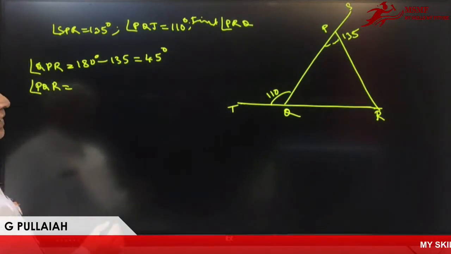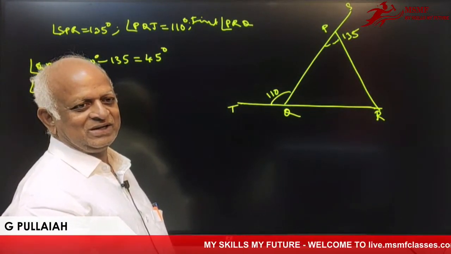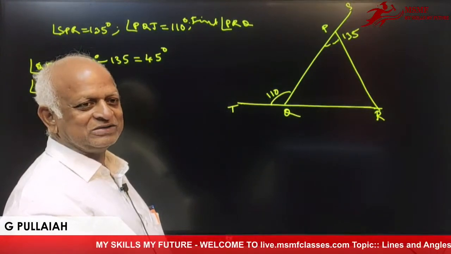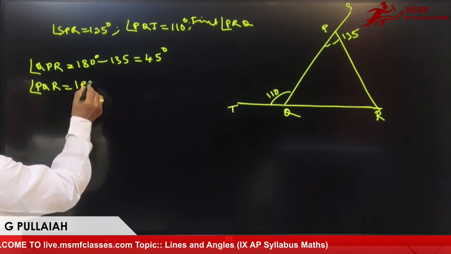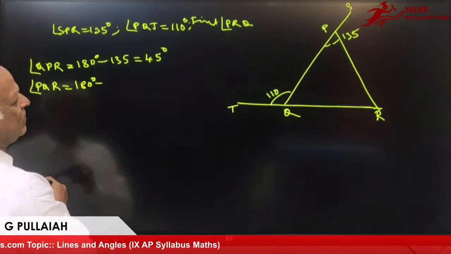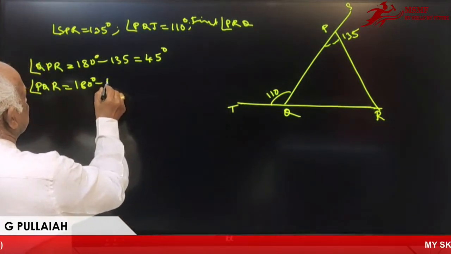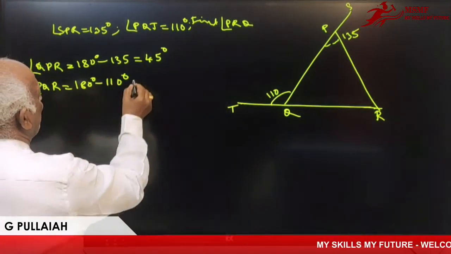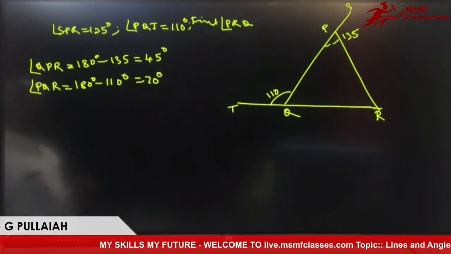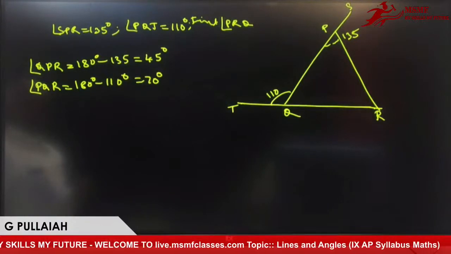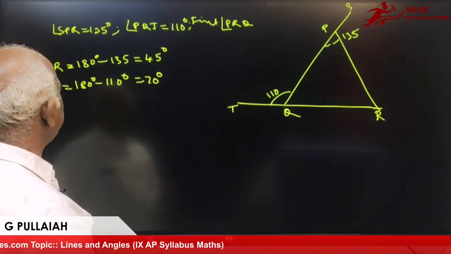Similarly, take angle PQR. Observe PQR. How much is it? I think it's a very easy point. It is nothing but 180 degrees minus 110 degrees, which is 70 degrees. Clear?